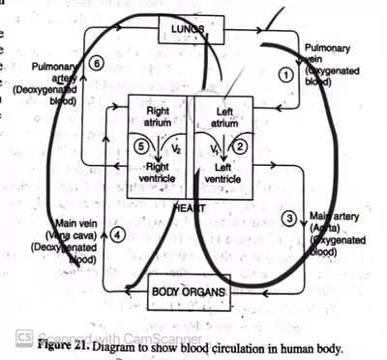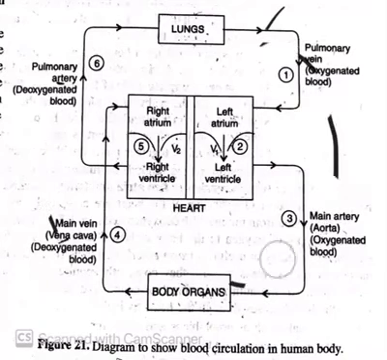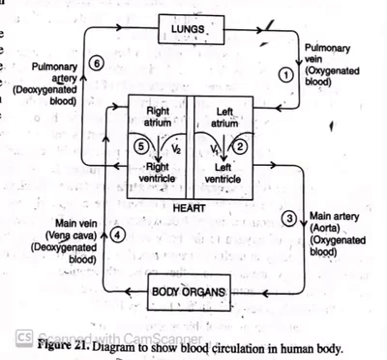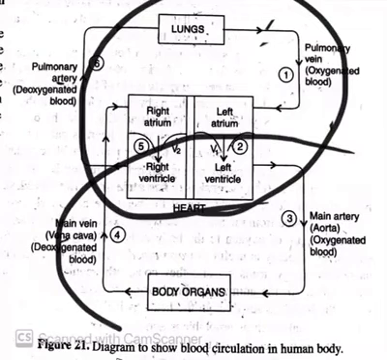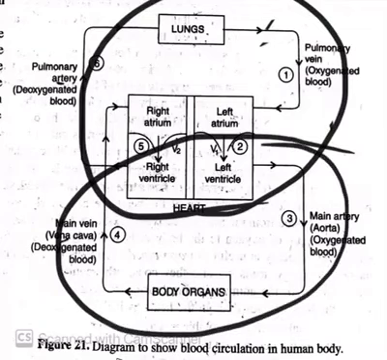And there are 2 cycles which are happening here. One is the cycle between the heart and the lungs. This cycle between the heart and the lungs is known as pulmonary circulation, and the other cycle between the heart and the body organs is known as systemic circulation. So blood circulation is actually double circulation in the heart, and it has 2 components, pulmonary circulation and systemic circulation.